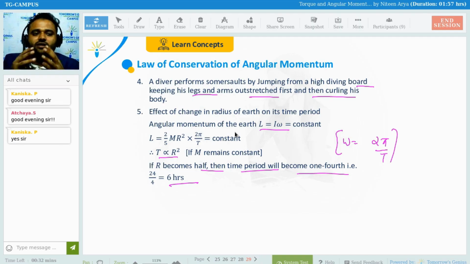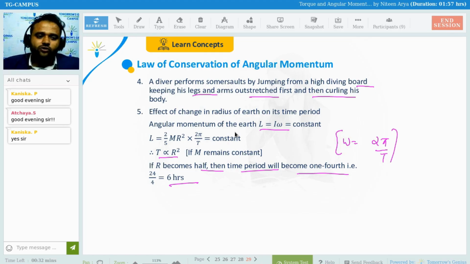Okay, if we shrink the shape of our Earth, the Earth is going to rotate very fast on its axis, and the day is going to be converted into 6 hours only. Got it? To keep the angular momentum constant.